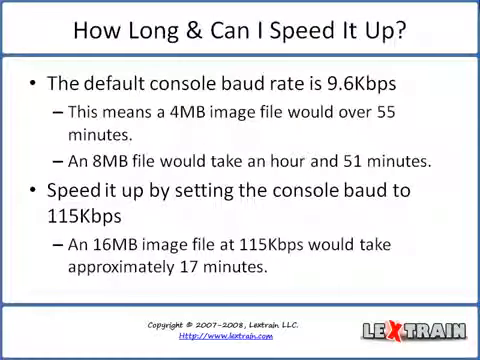In this slide, I'm going to answer two of the common questions that everybody has about xMODEM, which is how long it takes and how you can speed it up. The default console baud rate for a Cisco device is 9600 bits per second, 9.6 kilobits per second, and that means it would take a 4 megabyte image file over 55 minutes to xMODEM, and an 8 megabyte image file would take over an hour and 51 minutes, approximately 2 hours to xMODEM. You can speed this up by setting the console baud rate to 115,200 bits per second, whereas a 16 megabyte image file would take approximately 17 minutes to xMODEM.